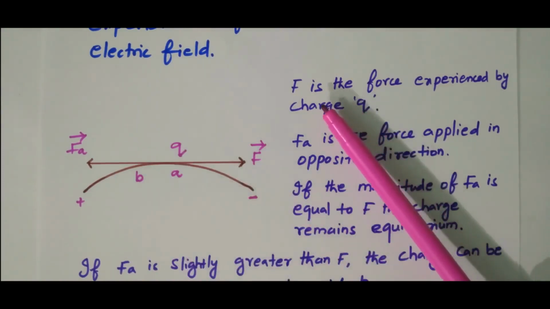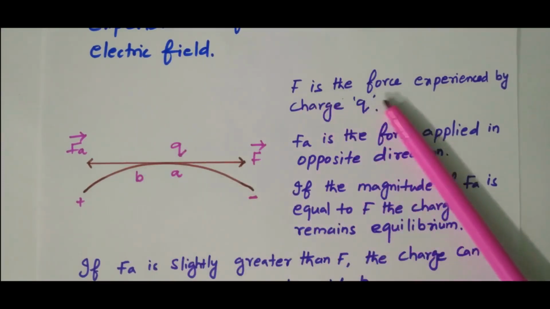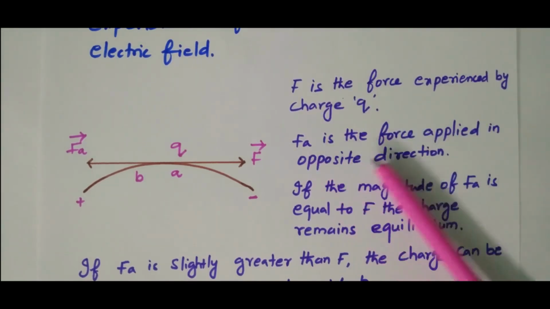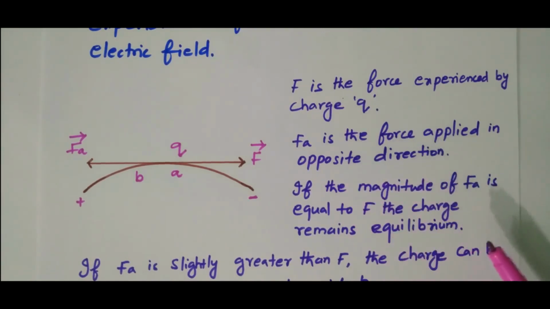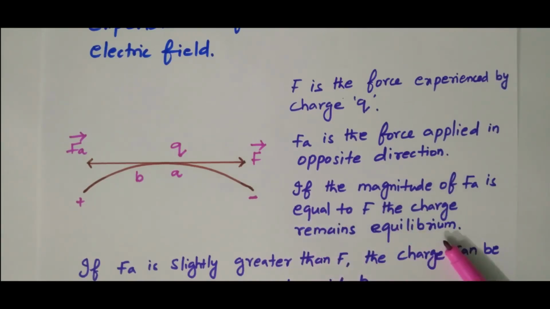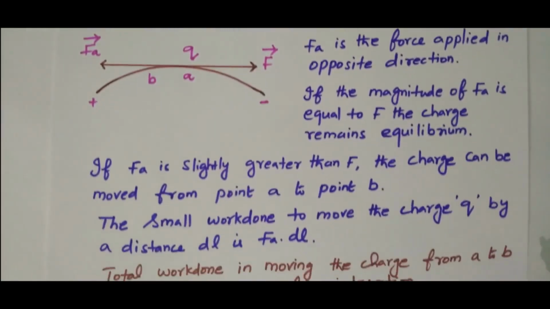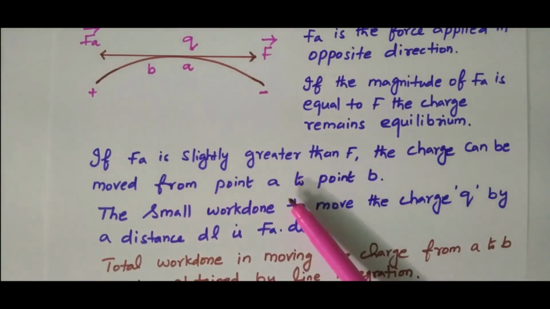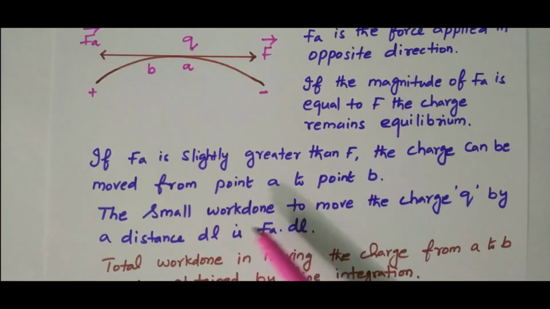So this description is given. F is the force experienced by the charge Q. Fa is the force applied in the opposite direction. If the magnitude of Fa is equal to F, the charge remains in the same place, equilibrium. If Fa is slightly greater, then the charge will move from A to B. So the small work done by moving the charge is nothing but Fa dot dl.